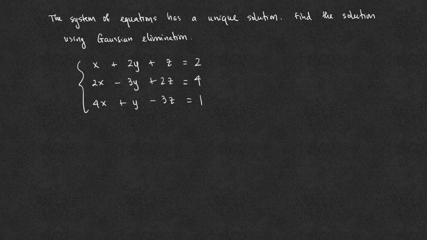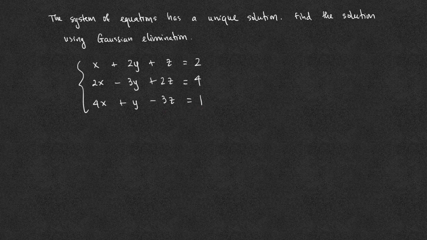The system of equations has a unique solution. Find the solution using Gaussian elimination. The first equation is x plus 2y plus z equals 2. The second equation is 2x minus 3y plus 2z equals 4. The third equation is 4x plus y minus 3z equals 1.